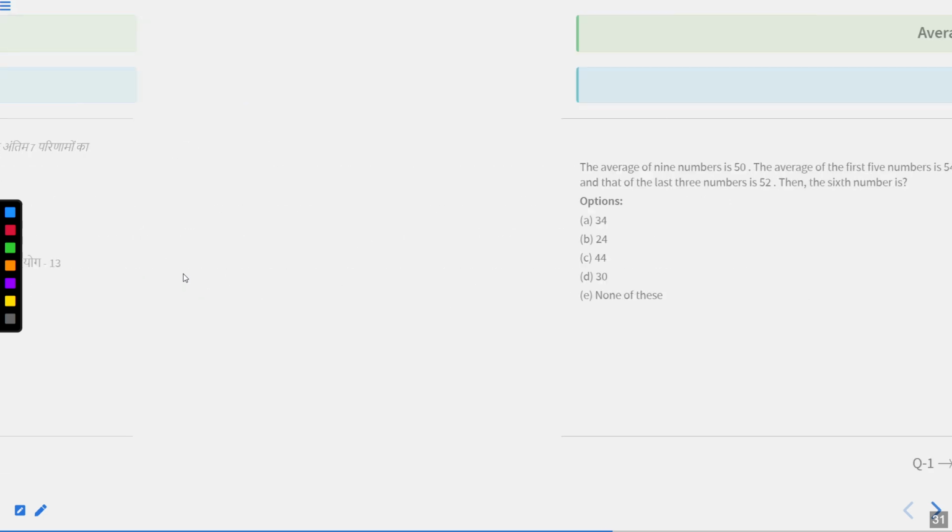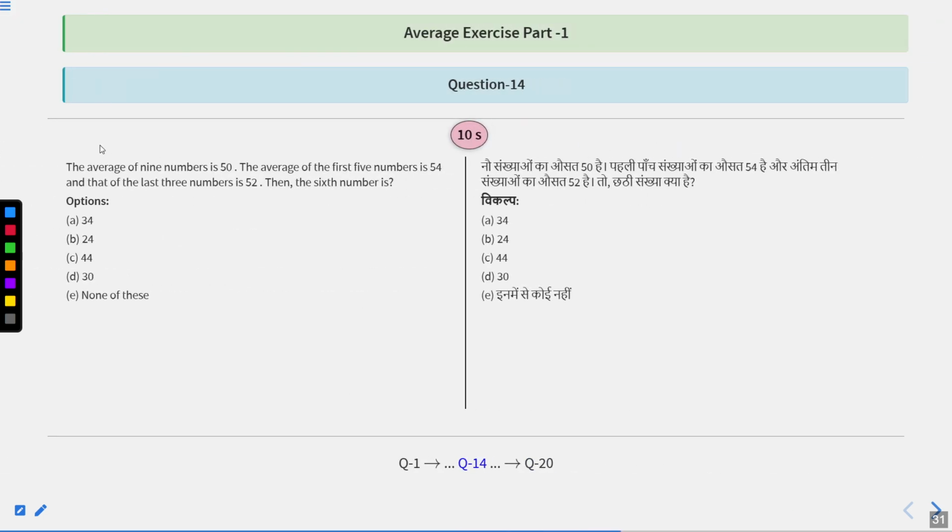Next one. The average of 9 numbers is 50. The average of the first 5 numbers is 54 and of the last 3 numbers is 52. Clear? Then the 6th number is... You have 5 options and 10 seconds to analyze the question. Your time starts now.